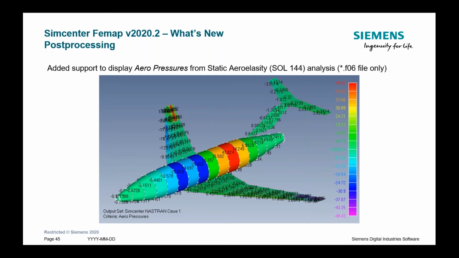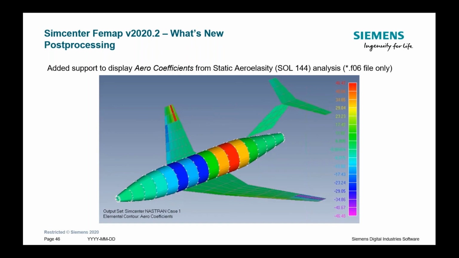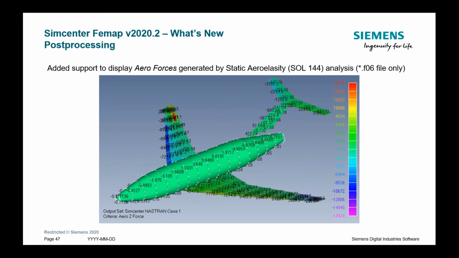Again, these results are only in the F06 file, so that's something good to know. But the neat thing about this is that we're now able to contour and criteria on the aero mesh of aero panels or aero bodies. So we added support for aero pressures, aero coefficients, and aero forces as well. Those are the three things we added for aeroelasticity support.